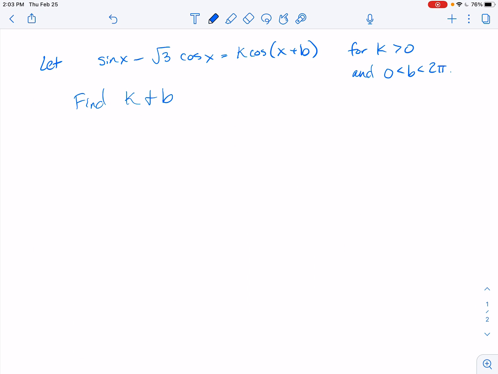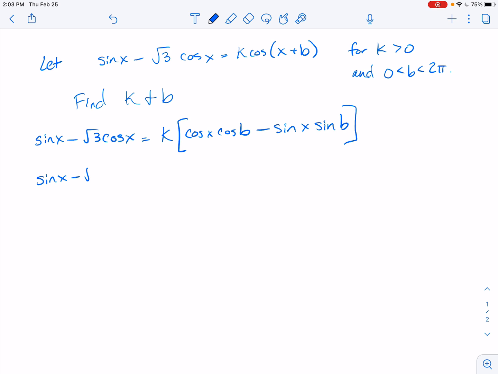What we need to consider is that we've got sine of x minus root 3 cosine of x is equal to k times cosine of x plus b. We have now learned that this is equal to cosine, opposite sign, sine, if we were to expand that out. So sine of x minus root 3 cosine of x is equal to, let's put the term with sine in front. My goal is to have the sine of x match the sine of x, and then the cosine would be the second thing, so that those two would match.